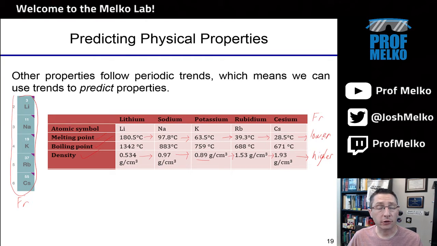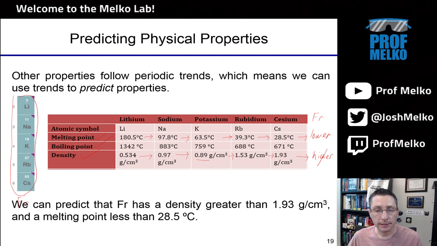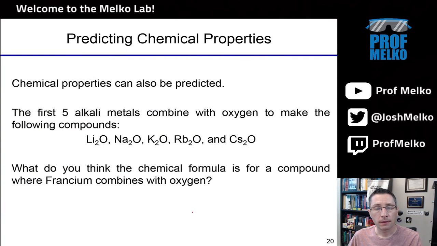Just following that periodic trend. And indeed, that's what we see. Francium has a density greater than 1.93 and a melting point less than 28.5 degrees Celsius. Okay, so you can always use these periodic trends to make predictions about certain elements based on your understanding of the other elements in that group or family. That's a physical property like melting point or density.